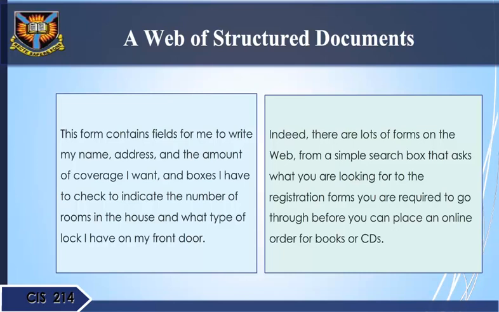This form contains fields for me to write my name, address, and the amount of coverage I want, and boxes I have to check to indicate the number of rooms in the house and what type of lock I have on my front door. Indeed, that is similar to the registration forms you are required to go through before you can place an online order for books or CDs.